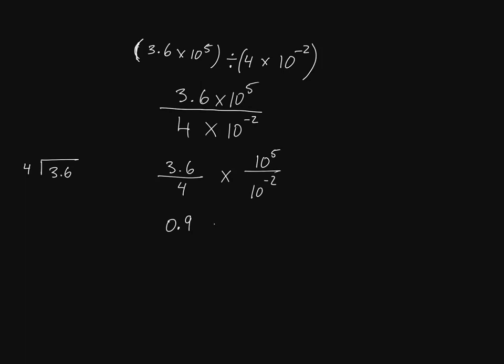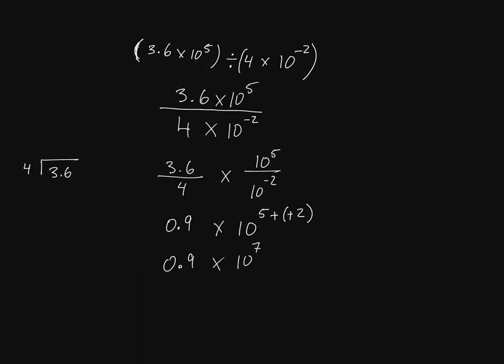Now, this will give you 0.9 times, again, we have 10 to the fifth power divided by 10 to the negative second power. In this case, we're going to subtract the exponents. So 5 minus, and now we have negative 2. When you have a double negative, we do the 2 strokes. Now we have 0.9 times 10 to the 7th power.